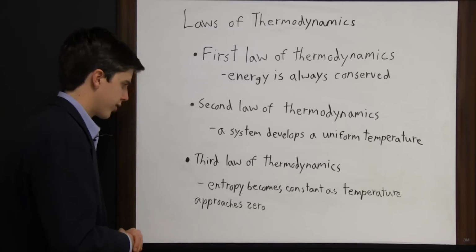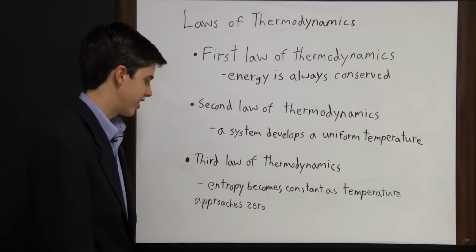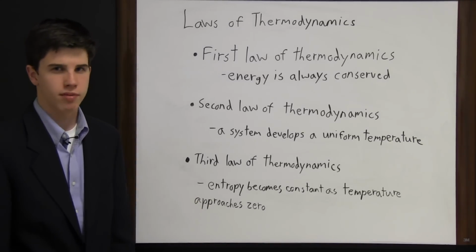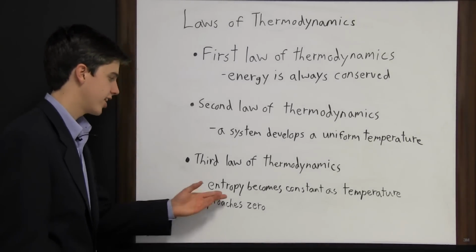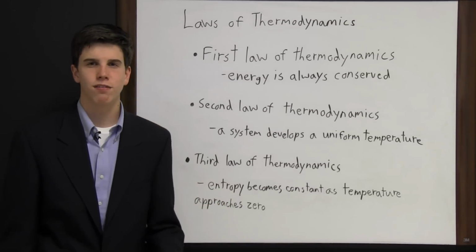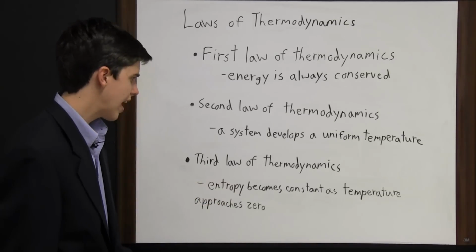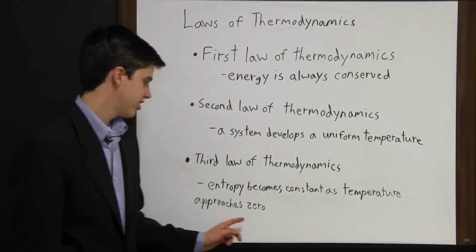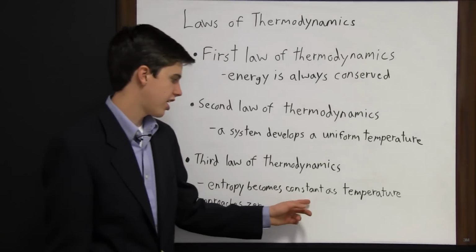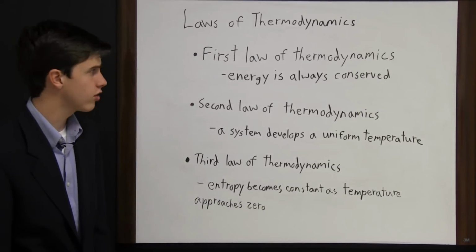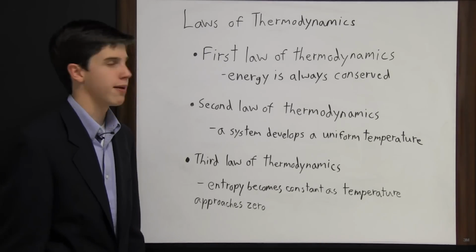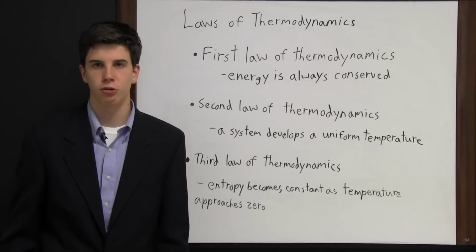The third law of thermodynamics is that entropy becomes constant as temperature approaches 0. Now this doesn't really make sense unless you know what entropy is. Entropy is the flow of heat. So as the temperature approaches 0, the flow of heat becomes constant. So that's a look at the three laws of thermodynamics and how they affect our world.